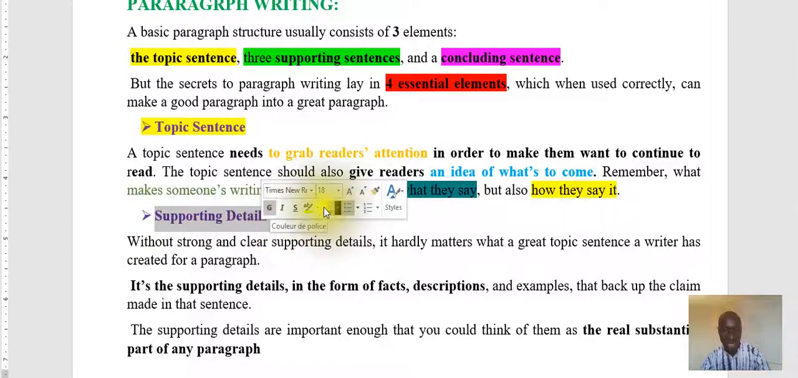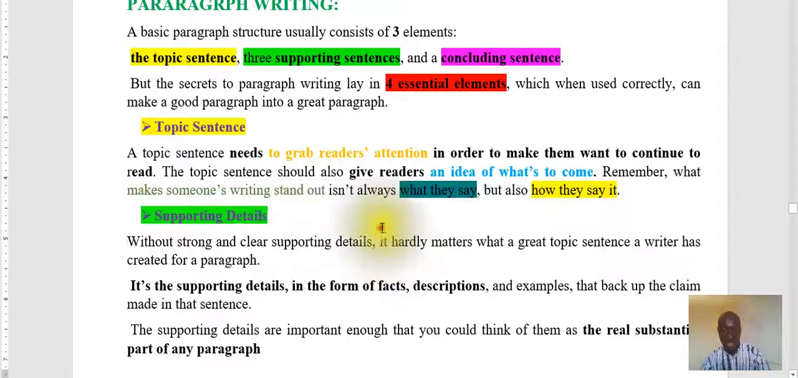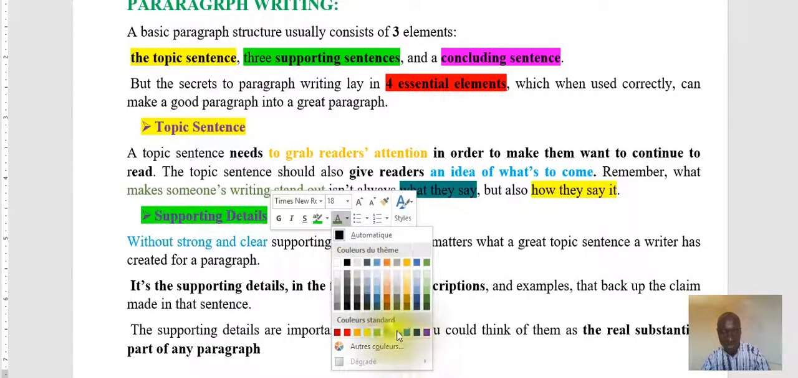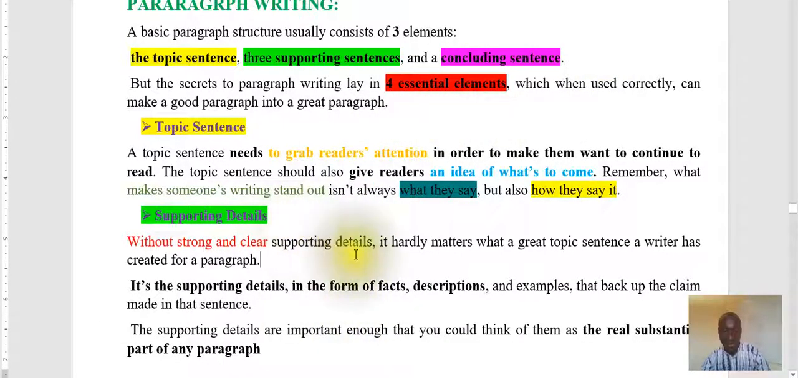Supporting details, I'm going to put it in green. Without strong and clear supporting details, it hardly matters what a great topic sentence a writer has created for the paragraph. These two words, strong and clear, are very important. Without strong and clear supporting details, it hardly matters what a great topic sentence a writer has created for a paragraph.